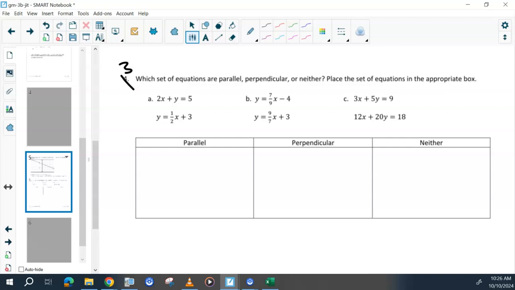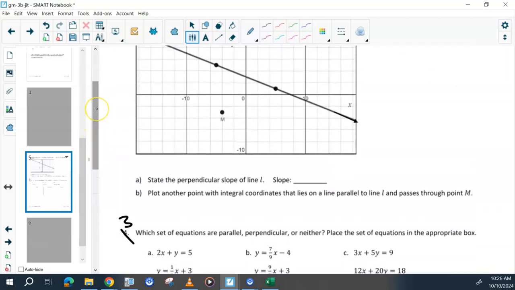2B. Oh, did you say one? Huh? Did you say one of them? No. Okay, we'll start with 2B and then we'll do 3.